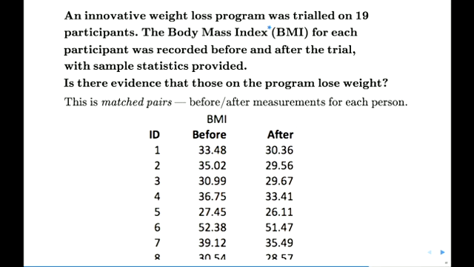So that's how you think about whether the comparison we're looking for appears to be matched pairs, or an independent sample. This is not an independent sample because this number here and this number here both belong to the same person. So they're matched, they're a pair. All right, so these are the BMIs of the individual people. The first individual was 33.48 before the study started and ended up at 30.36, and so on down the list. Those are some pretty big BMIs. They're bigger than you'd like to be.